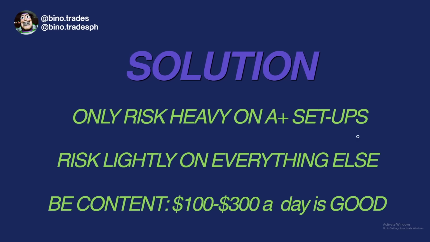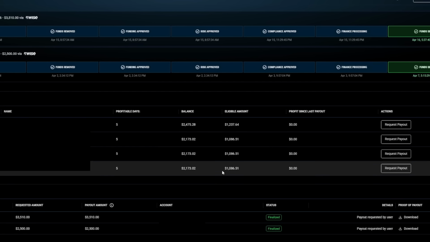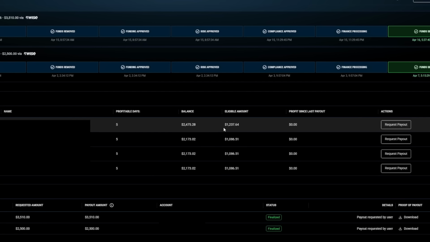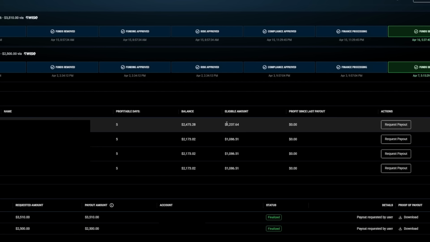Ngayon, tingnan naman natin kung paano ko ginamit yung base hits and home runs concept in order to secure my 4K payout for the month of May. Okay, so here is my dashboard for my payouts on Top Step. As you can see, I have 4 accounts eligible for a $1,000 payout each. I have some accounts at $1,080 eligible amount, and the other account is $1,200.